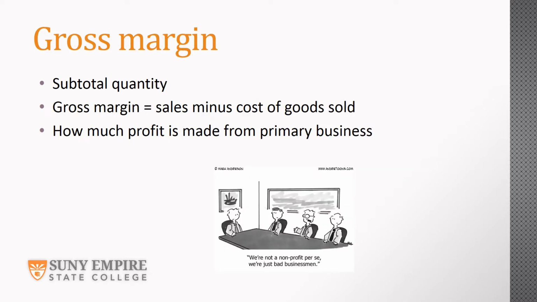One such important subtotal is the gross margin. Gross margin is the difference of sales minus the cost of goods sold. In other words, the gross margin shows how much money is made by the company in doing what the company is in business to do. Wait, there are other ways for a company to make or lose money?